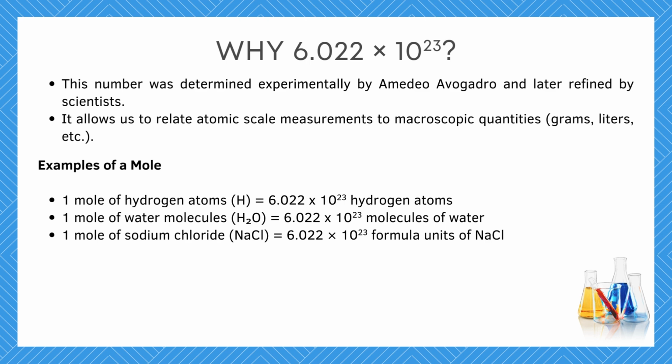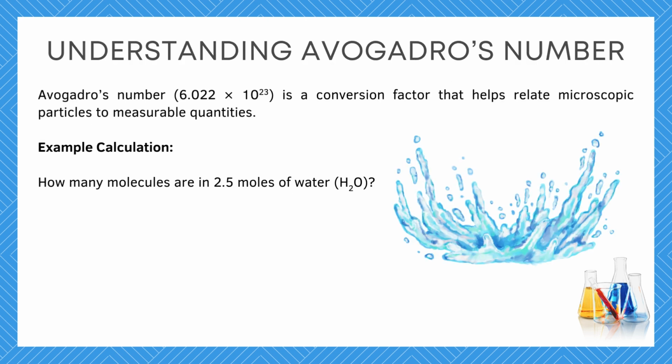In the same way, 1 mole of water molecules makes up 6.022 times 10 raised to the power of 23 molecules of water. 1 mole of sodium chloride also makes up 6.022 times 10 raised to the power of 23 formula units of sodium chloride. So whatever it is we are dealing with, whether it's an atom, a molecule or an ion, once we mention the term 1 mole, we are referring to 6.022 multiplied by 10 raised to power 23.